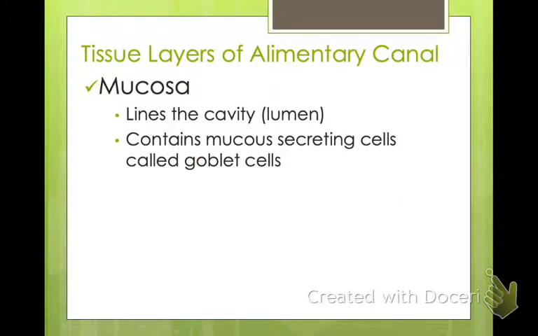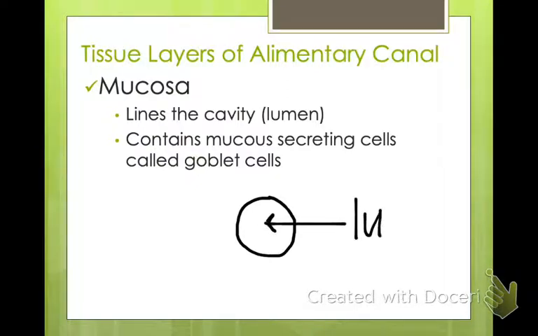So the mucosa is the layer that lines the cavity. That cavity, I'm just going to draw a little diagram here. So the mucosa is that innermost layer. The cavity, or where the food is actually passing through, is called the lumen. So the lumen is the cavity area. The mucosa, in that tissue layer, does contain some mucus secreting cells, and those cells are called goblet cells.